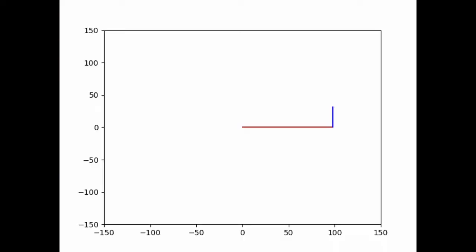Here is our Python program output. The red line is arm1 and the blue line is arm2. As we can see, just eyeballing it, the red line is at 0 degrees, while the blue line is at 90 degrees relative to the graph.